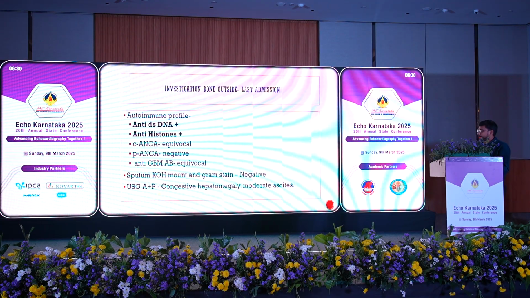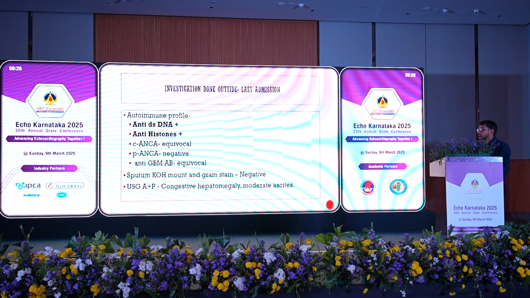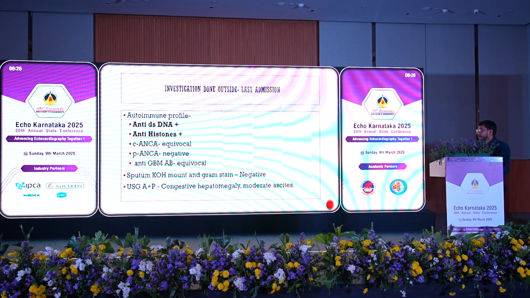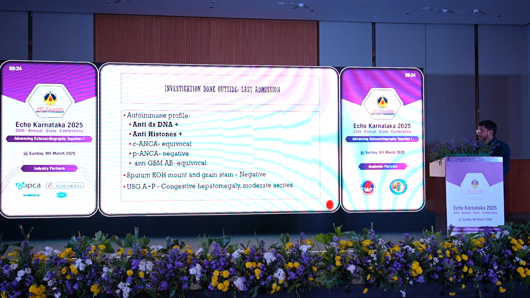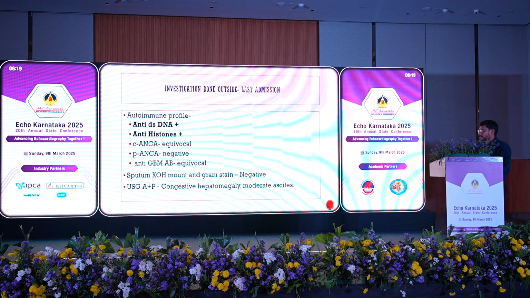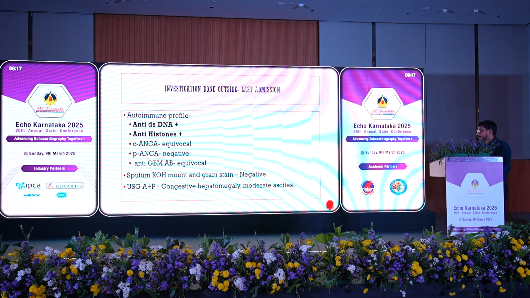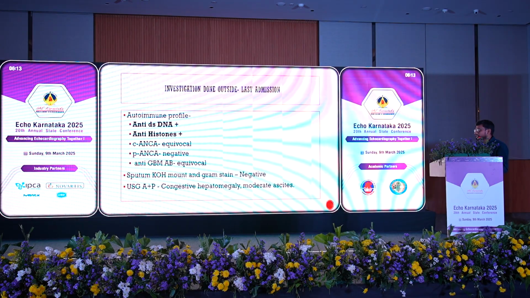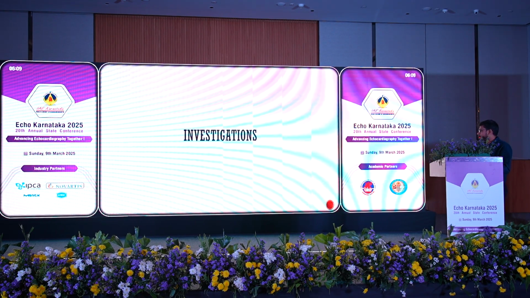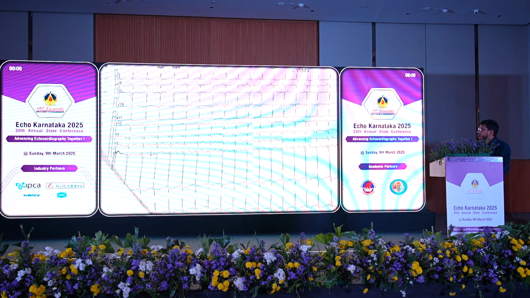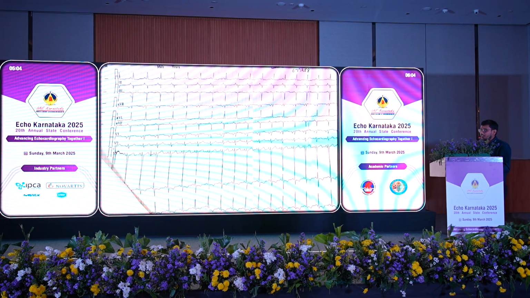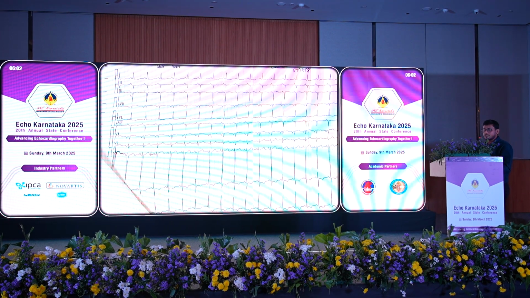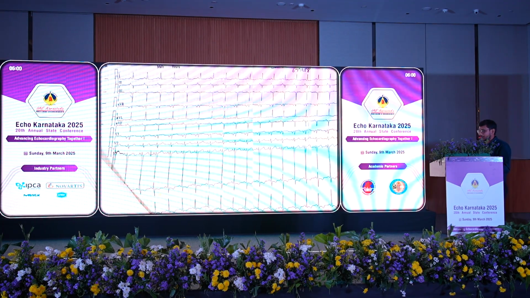And the investigations done outside in the last admission: she was found to have anti-dsDNA positive, anti-histones positive, P-ANCA negative, C-ANCA equivocal, and anti-GBM antibodies equivocal. Sputum KOH mount and gram stain was negative, and ultrasound abdomen done outside was suggestive of congestive hepatomegaly with moderate ascites. So, investigations done our side. This is the ECG showing a left axis deviation with left ventricular hypertrophy with pressure overload pattern.